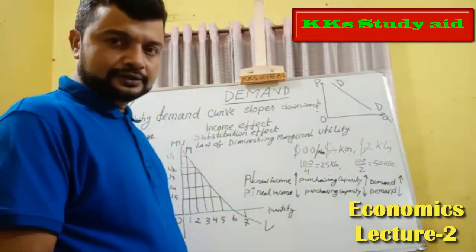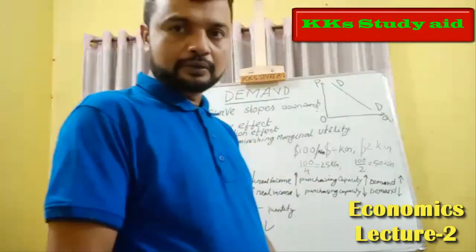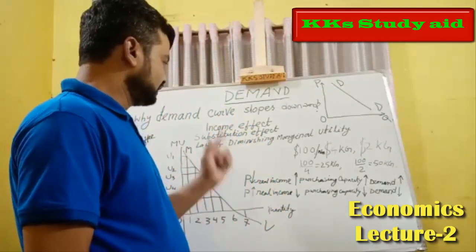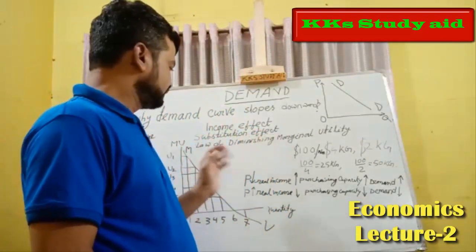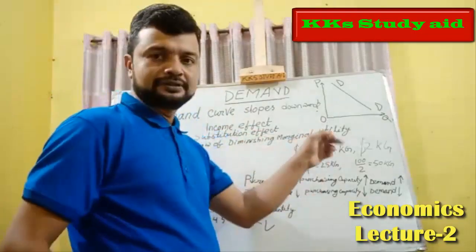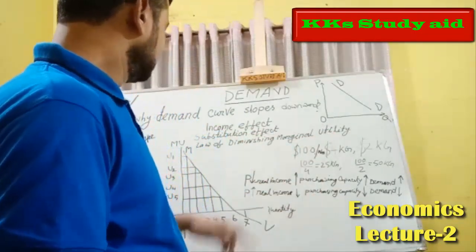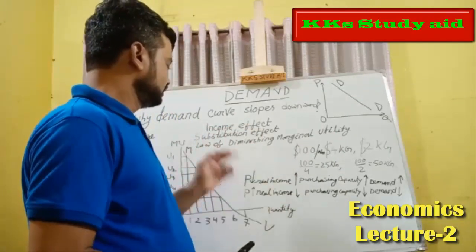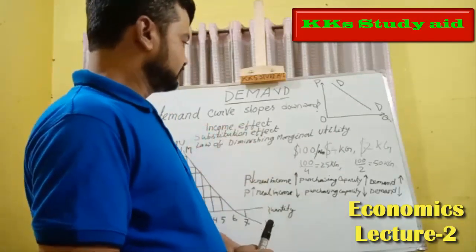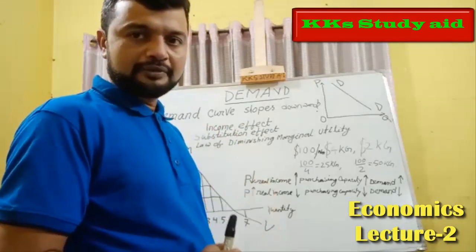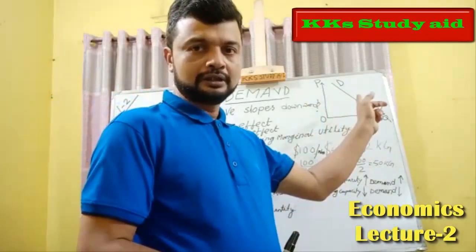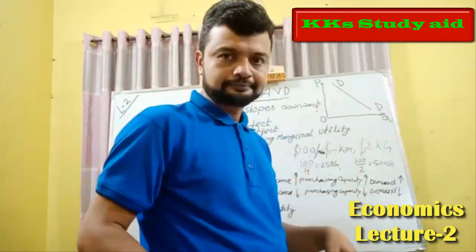But what is the reason for this inverse relation to happen? The answer lies in the income effect, the substitution effect and the law of diminishing marginal utility. Now first, let's come to the income effect. How can we explain with the income effect that the demand curve slopes down from left to right?